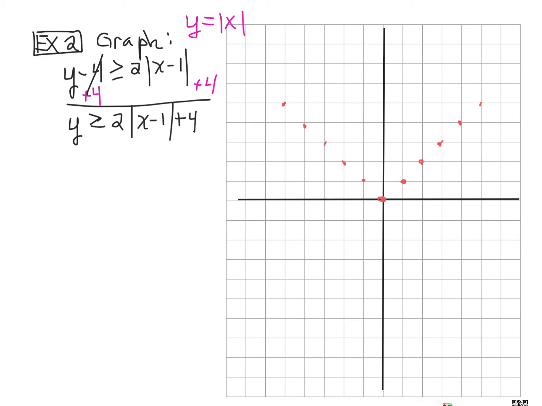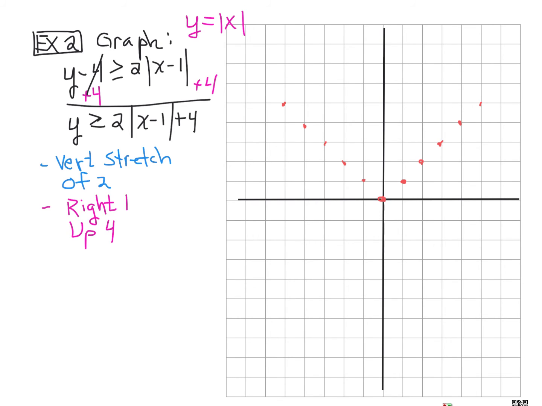So let's label those transformations. We have a vertical stretch of 2, and I'm going to color code my stuff. And then I also have a movement of right 1 and then up 4. Okay?